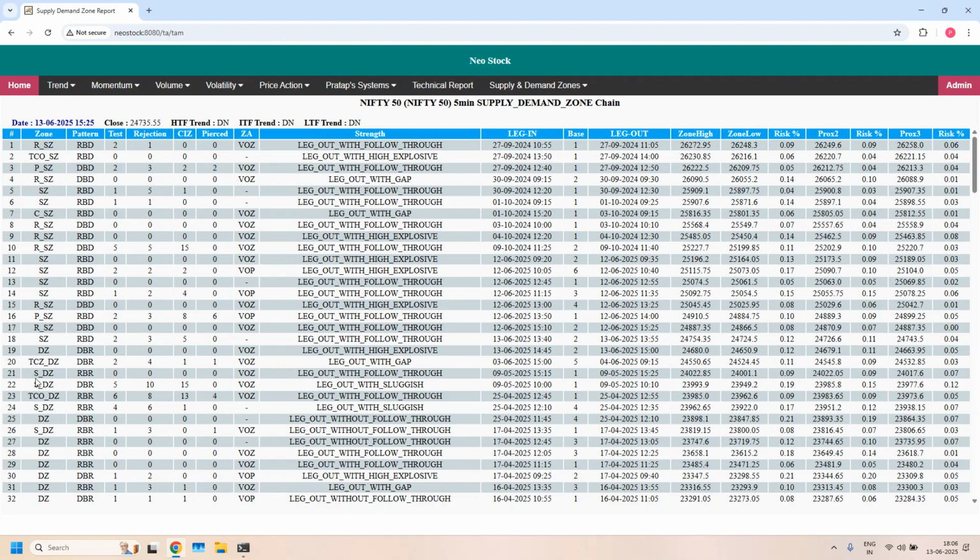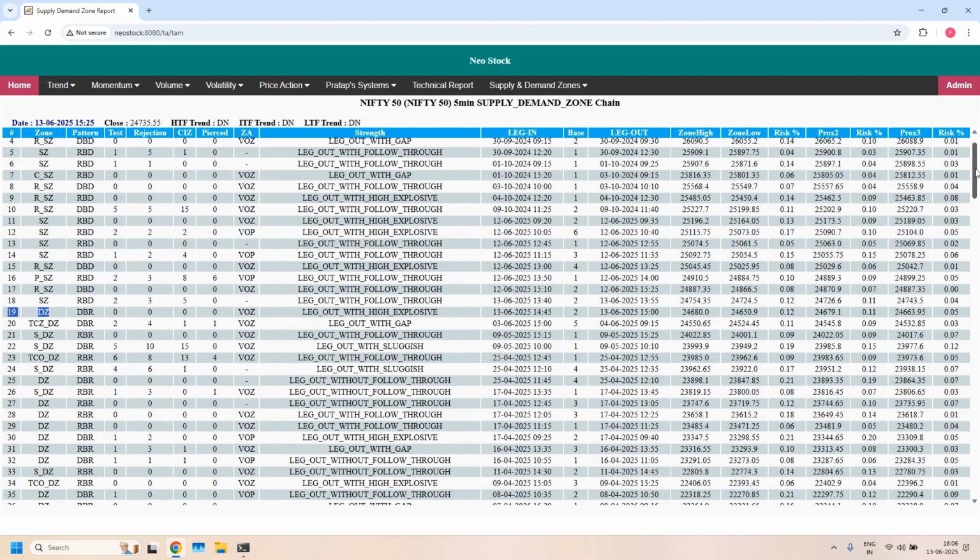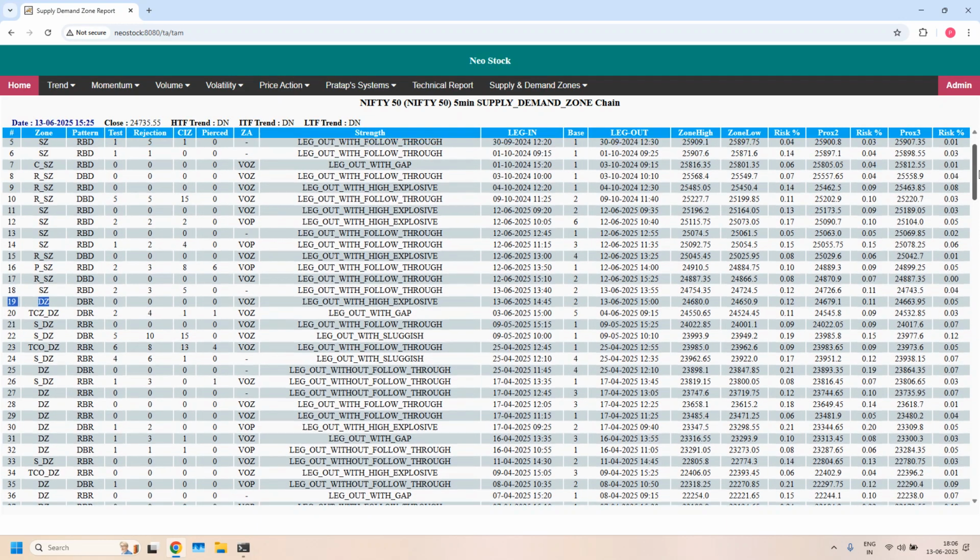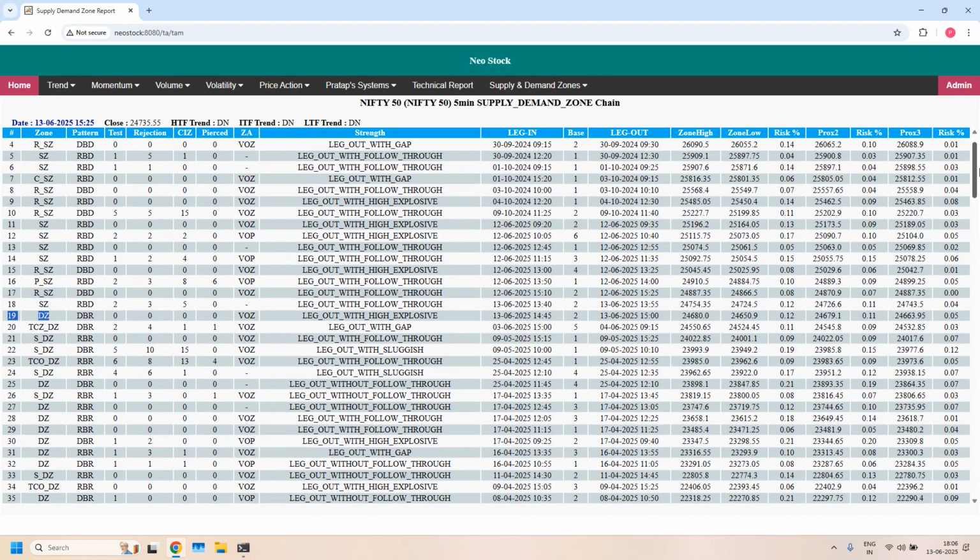The nearest demand zone to the current closing price is serial number 19. Maybe I will slightly adjust in the middle of the page. Okay. So this is a Nifty supply demand zone chain report.